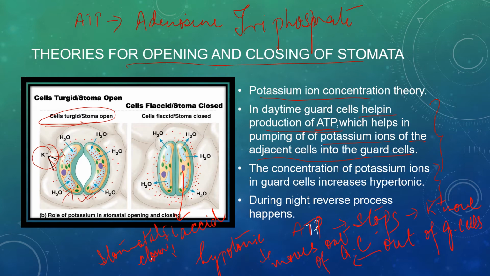So is it clear now? The reverse of the day process is happening here. The cells are becoming hypotonic, so the water is moving out from the guard cells, and the stomatal aperture is closing. So this is what is happening in the potassium ion theory. In the morning the water was gushing in as the guard cells were becoming hypertonic, and at night they became hypotonic and the water is moving out. Okay, is it clear to everyone? Now let us move on to the next one.